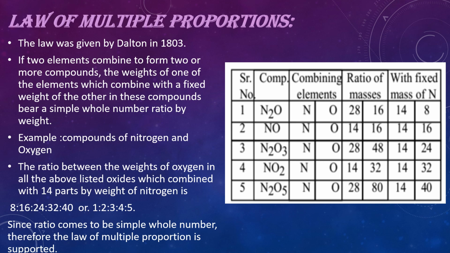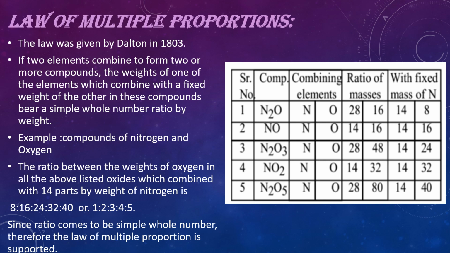In fourth, it is 14, 32. And in fifth oxide, it is 28, 80. Now, according to the law, we have to fix the mass of one element. So here we are fixing the mass of nitrogen as 14. Look here, in the first compound of nitrogen and oxygen, that is N2O, 28 gram of nitrogen reacts with 16 gram of oxygen. So 14 gram reacts with 8 gram.